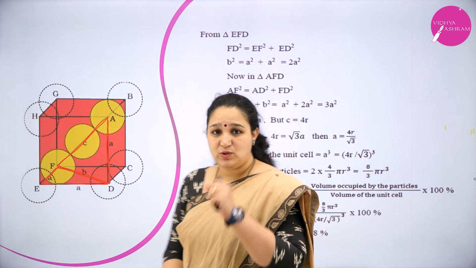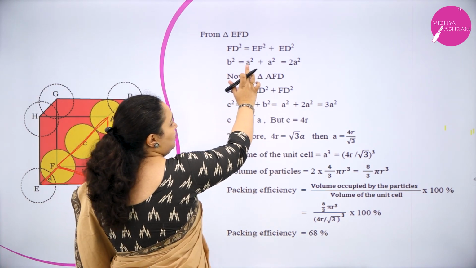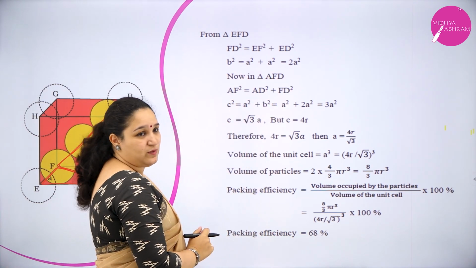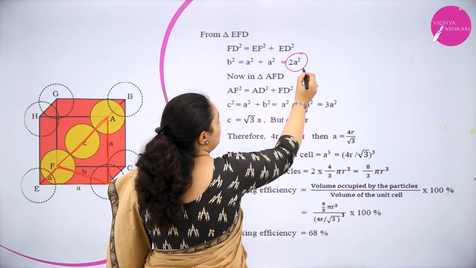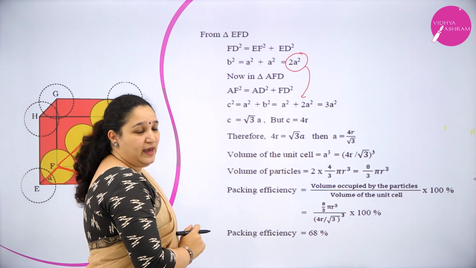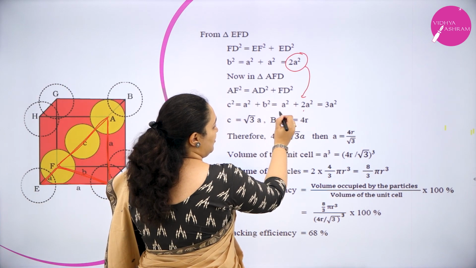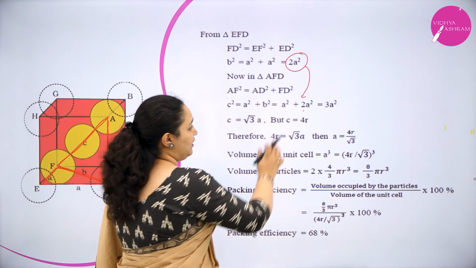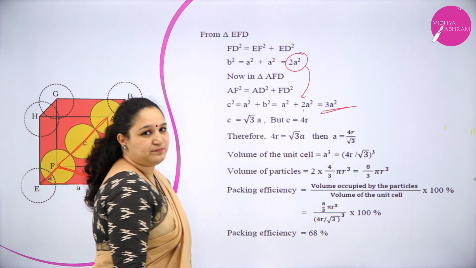Correct? Now you see, from the previous triangle I got B square. B square is equal to A square plus A square, that is 2A square. Now that 2A square I am going to substitute here. That is C square is equal to A square plus B square. What is B square? 2A square. So it is A square plus 2A square. 2 plus 1, 3. So it became 3A square.